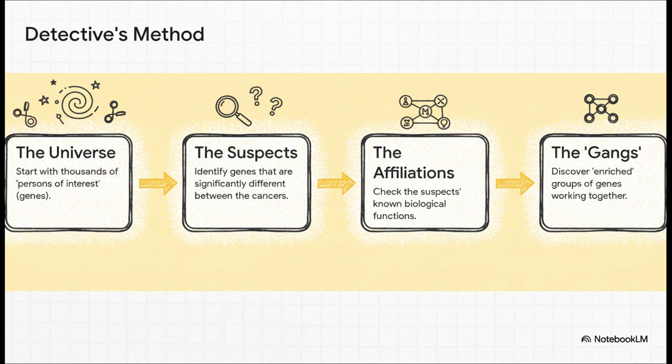So how does this detective actually work? It's a pretty brilliant four-step process. First, you start with that huge pool of persons of interest. That's all the genes. Next, you run a test that narrows it down to a shorter list of key suspects. These are the genes whose activity is way different between the two cancers. But here's the crucial step. You check their known affiliations. You ask, what do these genes actually do? And that's when you find it. A suspiciously large number of your suspects all belong to the same few biological gangs. That discovery, that's what scientists call enrichment.